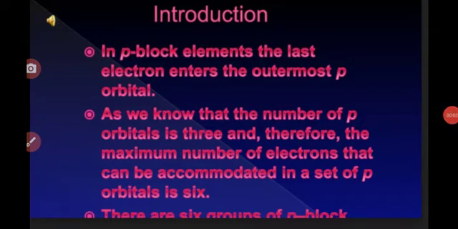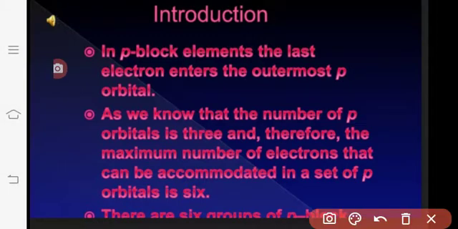Hello students, today I am going to introduce the next chapter, that is p block elements. Why is it called p block elements? In p block elements, the last electron enters the outermost p orbital. This is called p block elements.